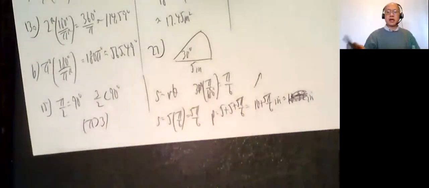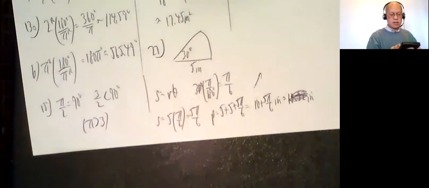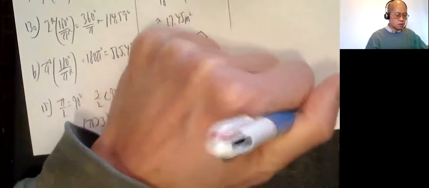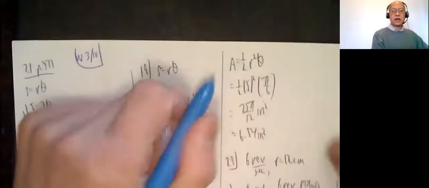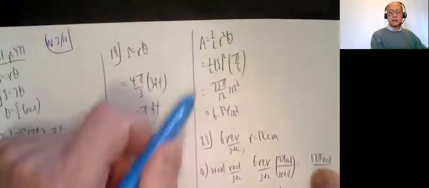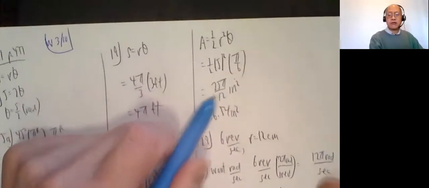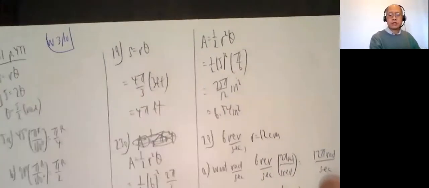Okay, so I guess I should get that for you quickly. What I had originally was wrong. So 5 pi divided by 6 plus 10, 12.62 inches. Okay, then for the area, I use the formula 1/2 R squared theta. So 1/2 radius is 5, 5 squared, theta is pi over 6. So it comes out to be 25 pi over 12, or 6.54 square inches.